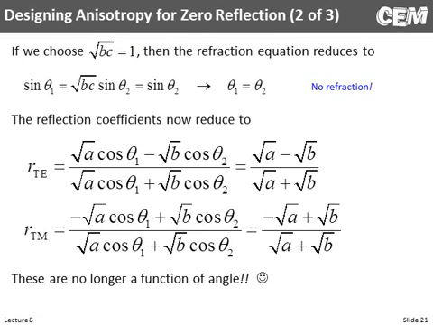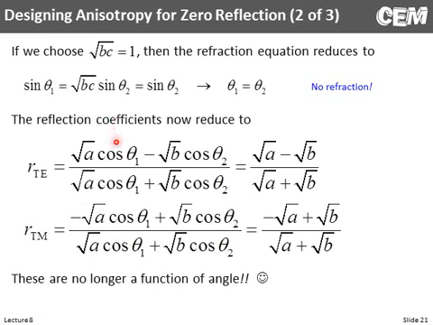So the first thing we are going to choose, remember this was our Snell's law. We're going to choose B and C such that the square root of their product is always going to be 1. When we do that, that means theta 1 will always equal theta 2. So by choosing square root of B times C equal 1, we eliminate refraction. So angles aren't different anymore.